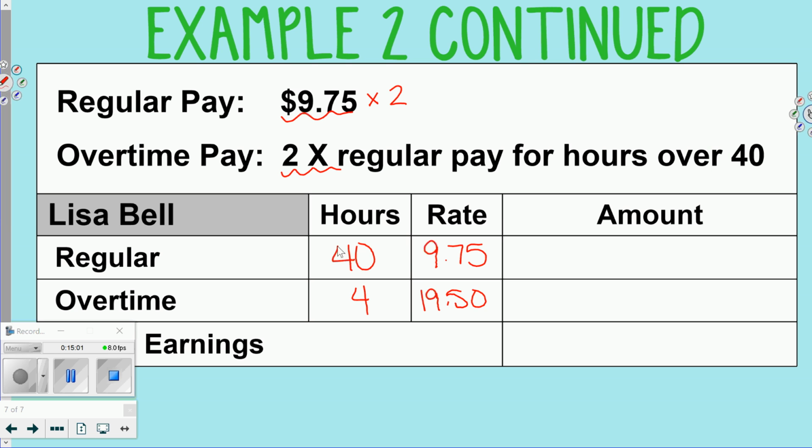So to figure out our amounts, we will just multiply 40 times 9.75 is 390. And then I worked 4 hours, 4 times 19.50, $78 there, for a grand total of $468 for my gross pay for that week.